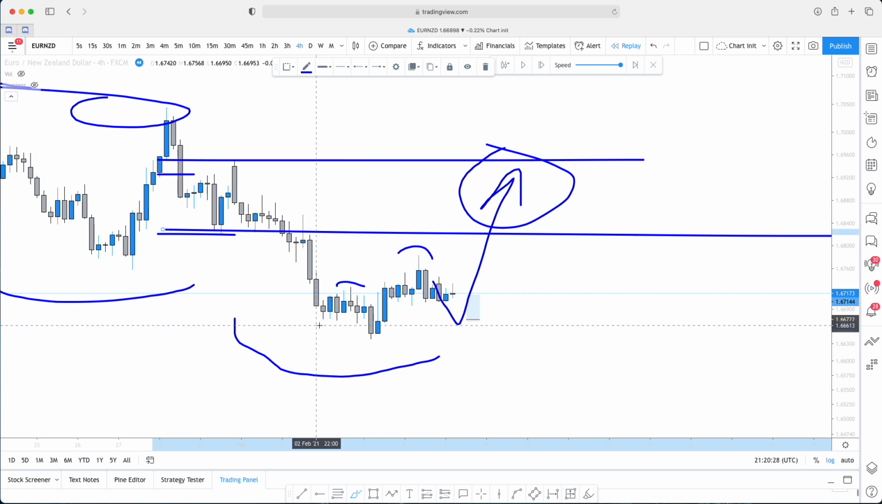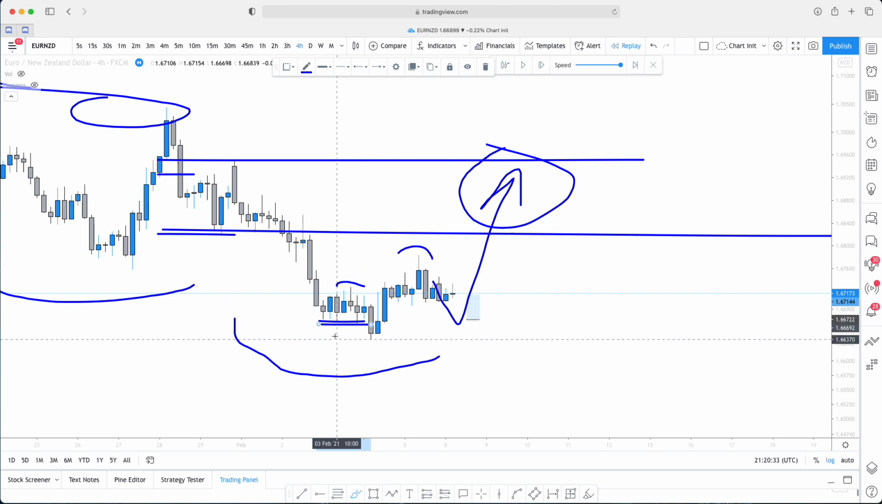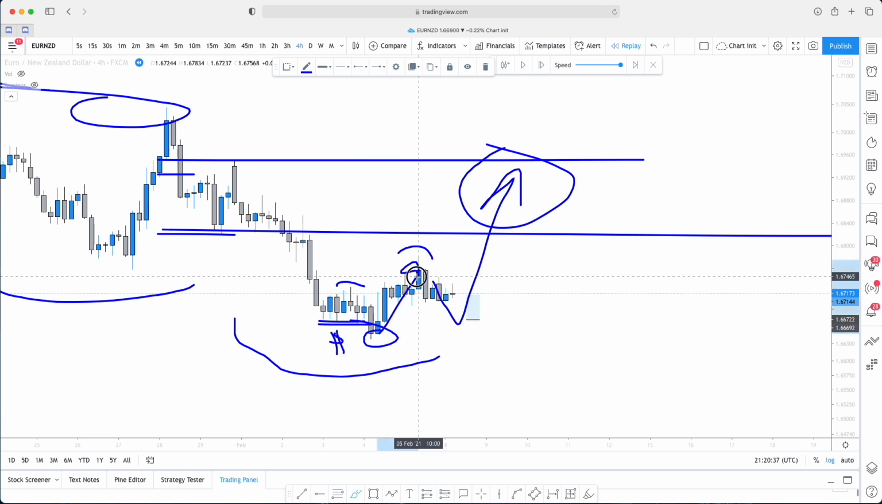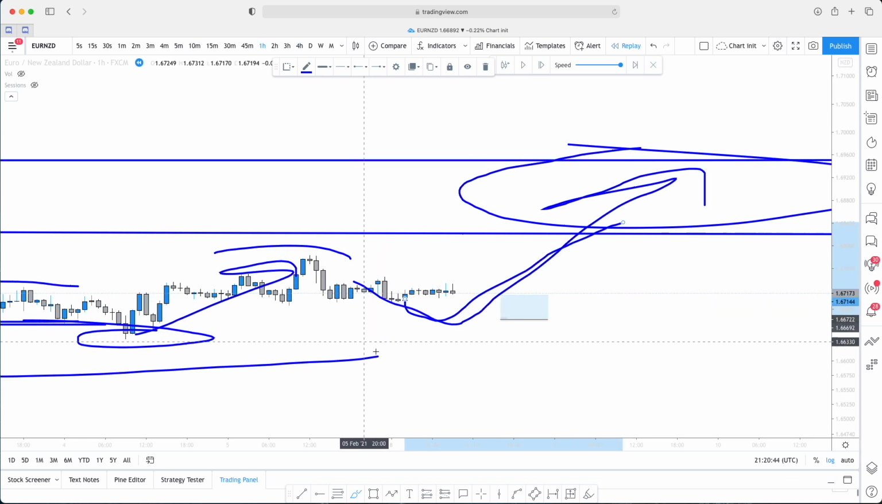Okay, so what this is, as you can see, is relative equal lows. What do we know about that from the liquidity video? There's liquidity sitting there, so this is grab liquidity and gone, right? So we should expect a pullback and then continuation, and that is essentially what has happened. Now let's go to the hourly.